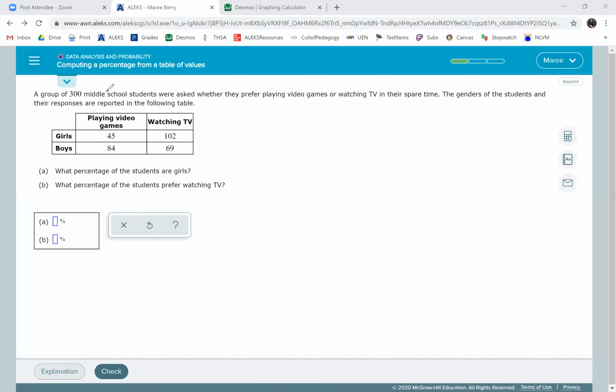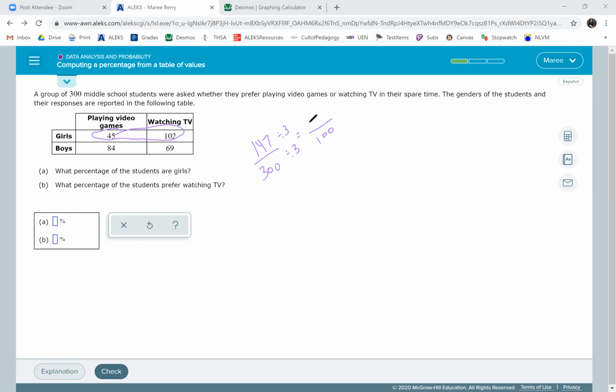Okay, so now there's 300. Because I want 100, I'm going to divide my sum by 3. What percentage of students are girls? So I'm looking at this row right here for girls. I'll add that together and get 147 out of 300. So I want to divide by 3 because I want it out of 100.